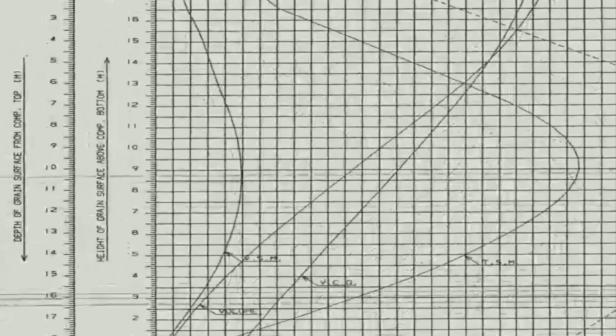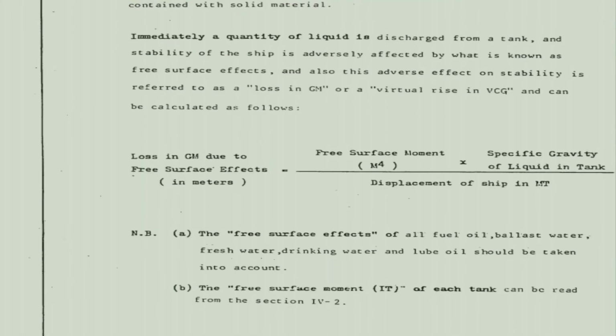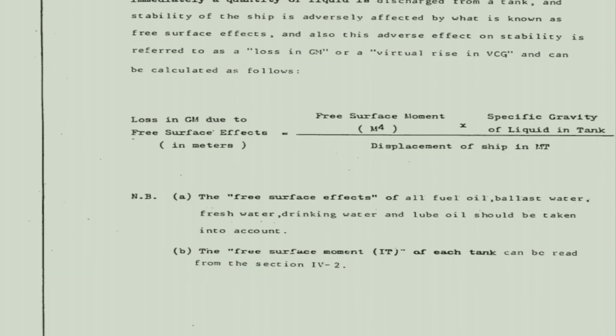Decrease of GM due to free surface effect. Here is the formula for loss of GM due to free surface effect. It is equal to free surface moment times specific gravity over the displacement of the ship.